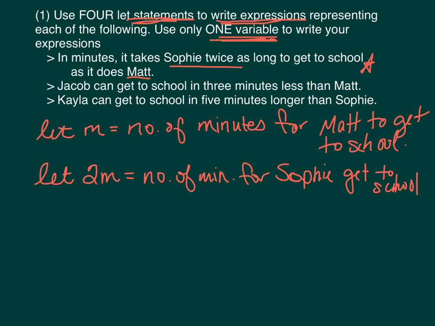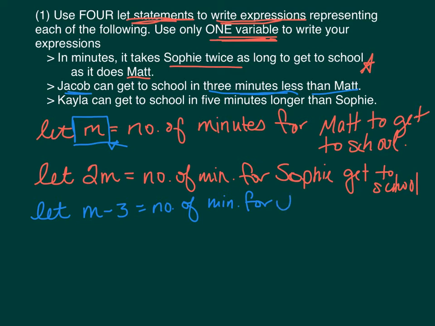Okay. The next person is Jacob. He can get to school in 3 minutes less than Matt. So we have to go back to see what the expression is for Matt. The expression for Matt is m right here. So I know I'm going to start with that for Jacob's. And then it's 3 minutes less. So less means I'm subtracting. So I've got m minus 3 equals the number of minutes for Jacob to get to school.